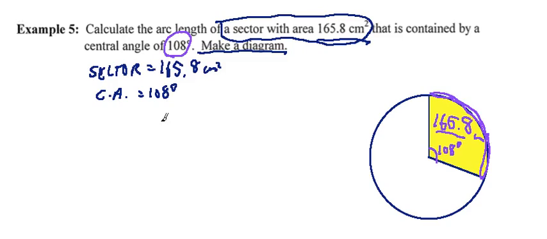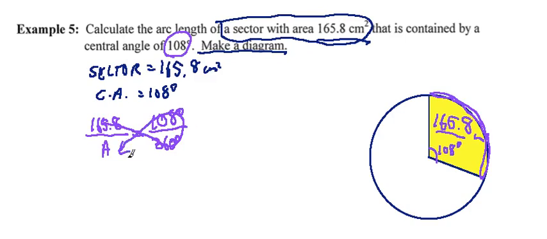We've got our proportion that we're going to use. We have 360 degrees on the bottom right. We've got our central angle of 108 goes in the top right. And then we don't know what our area is yet, but we know our sector area is 165.8. So we're going to use this proportion. We're going to figure out what our area is by doing 165.8 times 360 divided by 108.